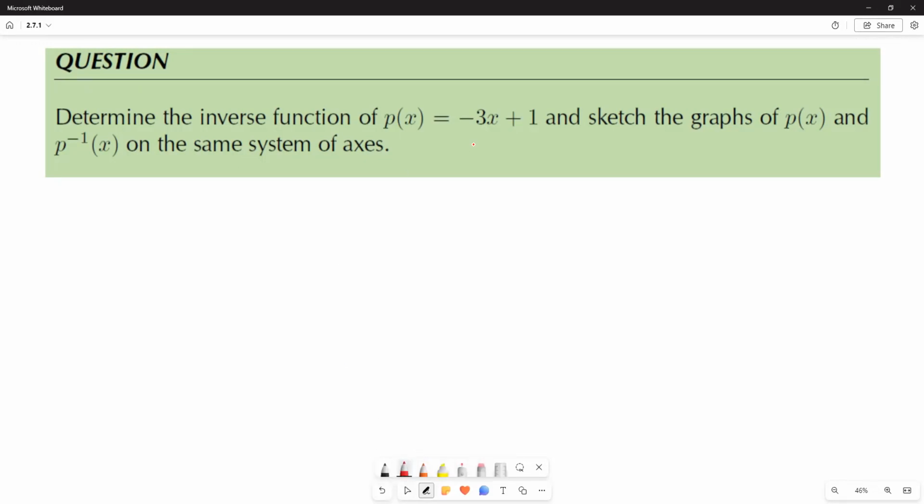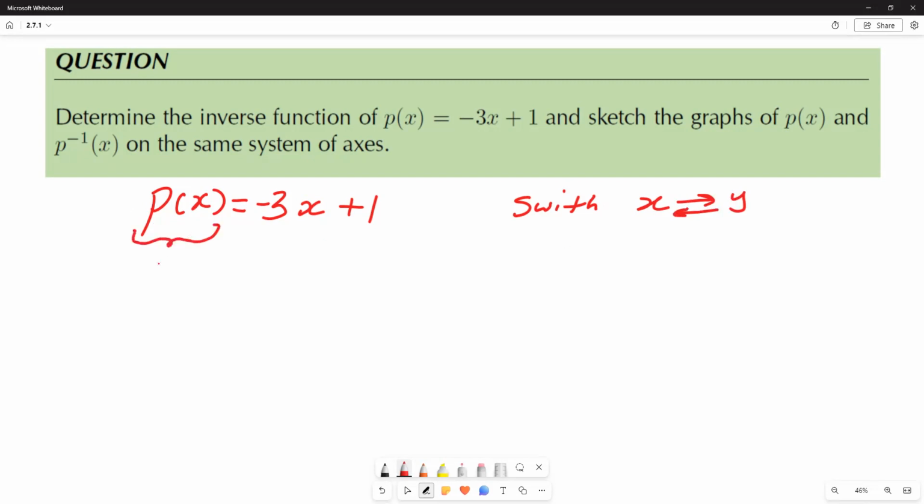So to do the inverse function, remember we have p of x equals negative 3x plus 1. We're firstly going to switch x and y. So the first thing, you switch: x becomes y, y becomes x. Remember, this guy here is y. So whatever was there, you put x now, is equal to minus 3. Wherever there was x, you put y, then plus 1.